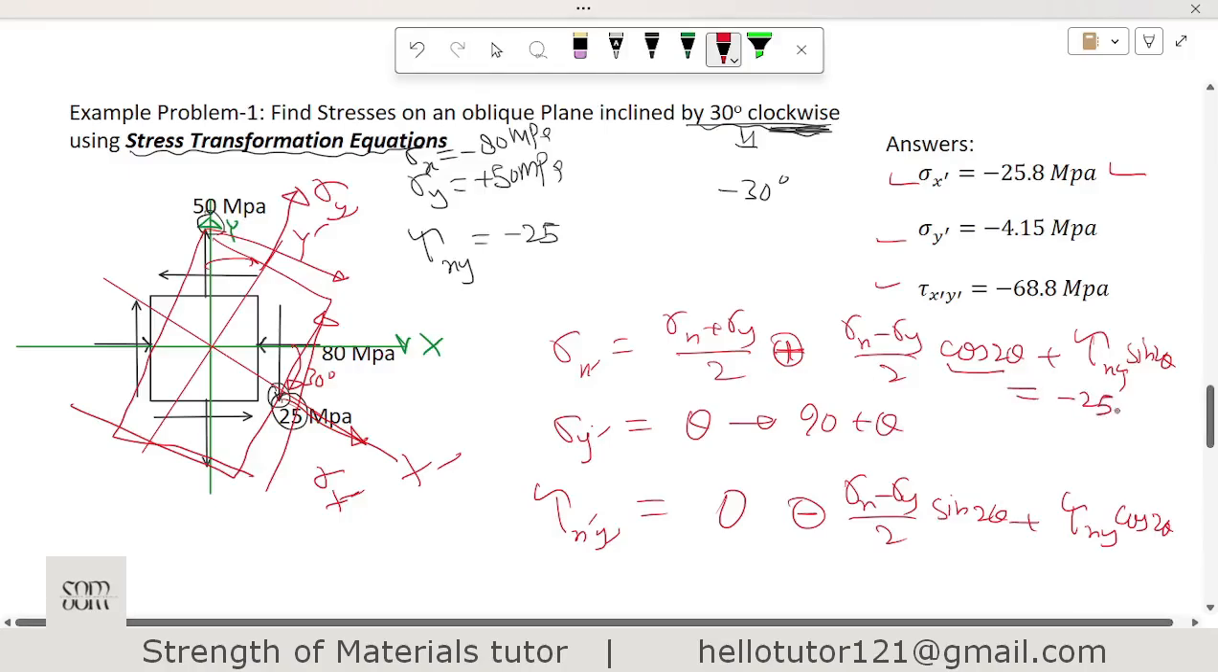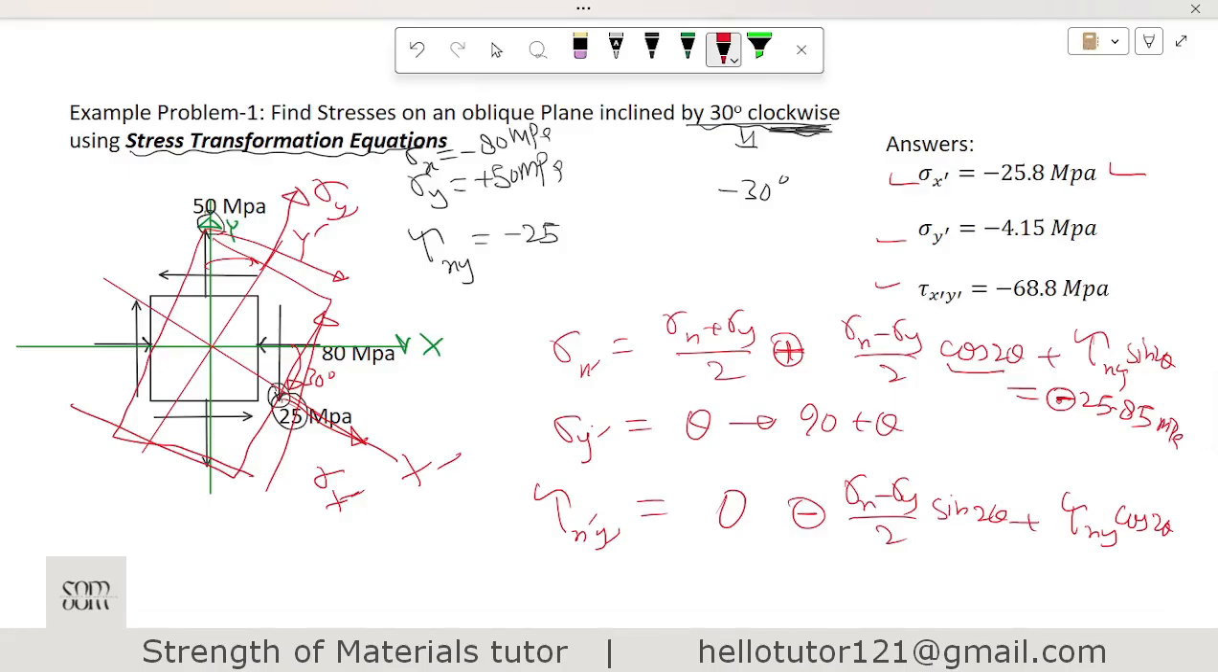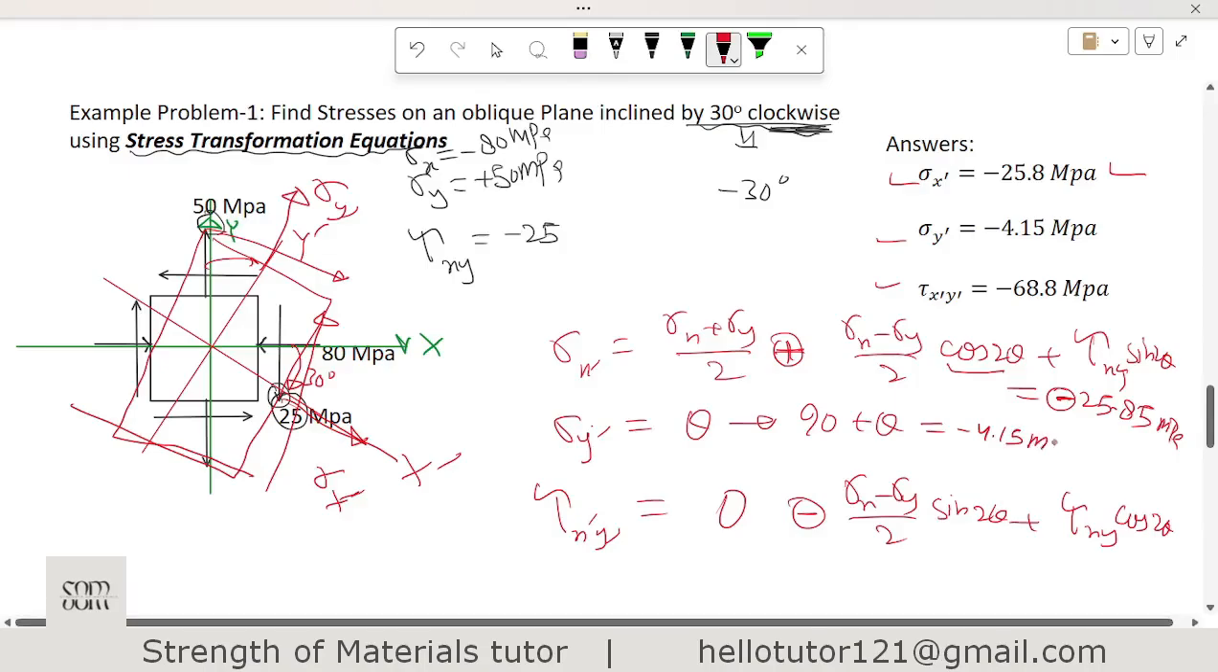Later I will tell you what this negative means. Let me first find all the values, then I will tell you what this negative means. Now sigma y prime: we have to replace theta with 90 plus theta on the cosine side. Similarly, on the sine side, I have to replace theta with 90 plus theta. So I got sigma y prime to be minus 4.15 megapascal. Again our sigma y prime is correct.